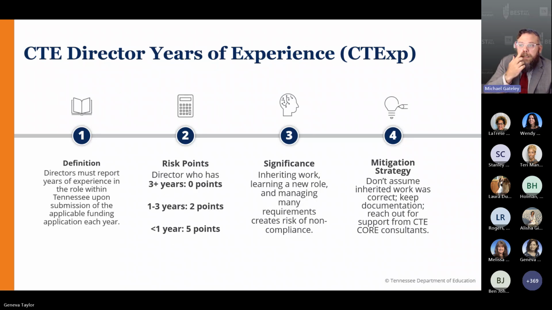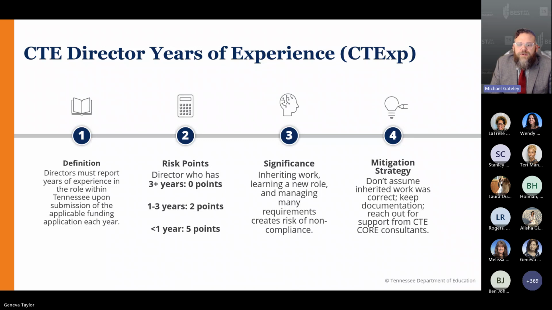All right, for CTE director years of experience, this goes along with our other areas. Directors have to report their years of experience within the CTE local application. There's a place where they put the starting date in that role. So for this area, risk points are going to be: 3 years or more, 0 points. 1 to 3 years, you get 2 points, and less than 1 year of experience, you get 5 points.